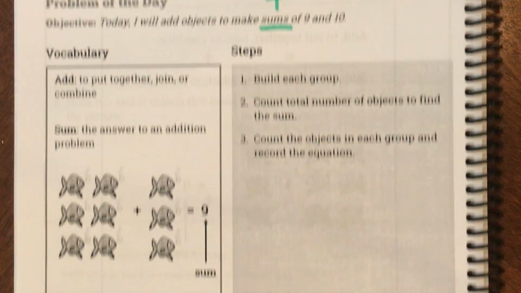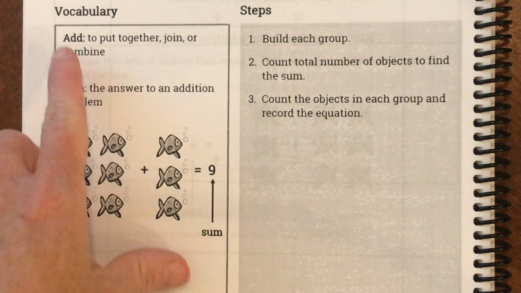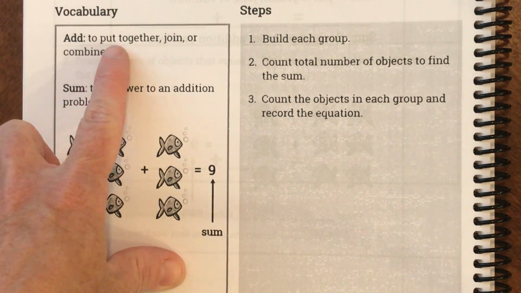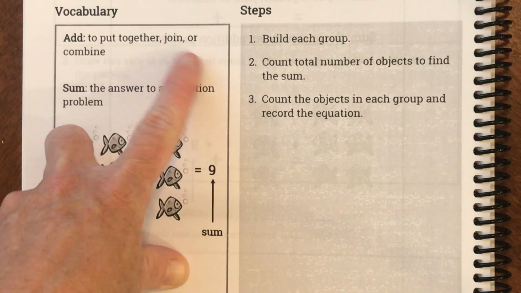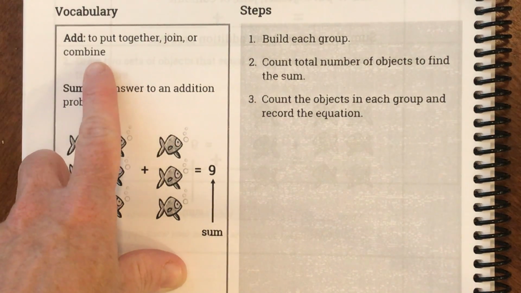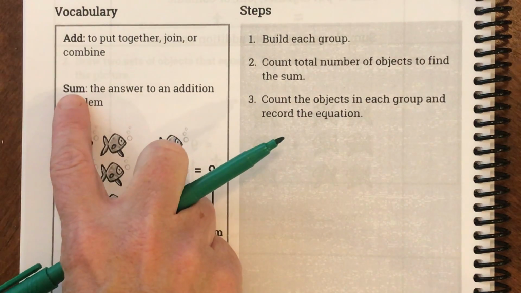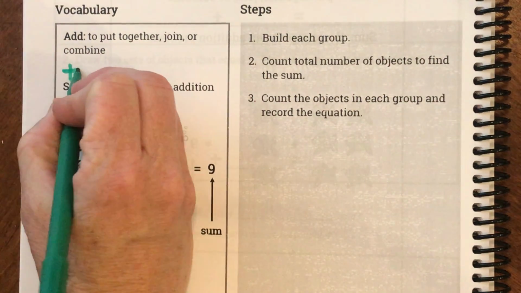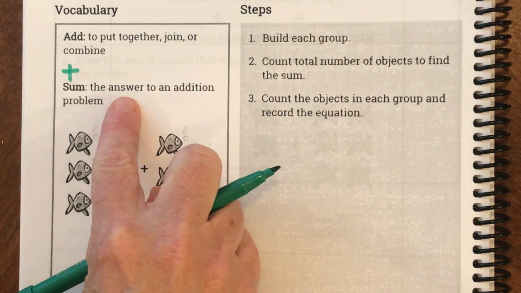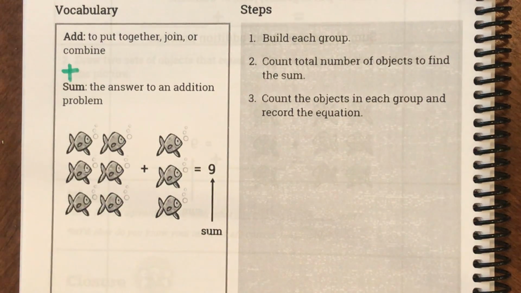Okay, so let's look at our vocabulary. Our first word says what add means. Add means to put together, join, or combine. And it says sum. Remember, sum means put an addition sign. The answer to an addition problem. So here's an example for us.